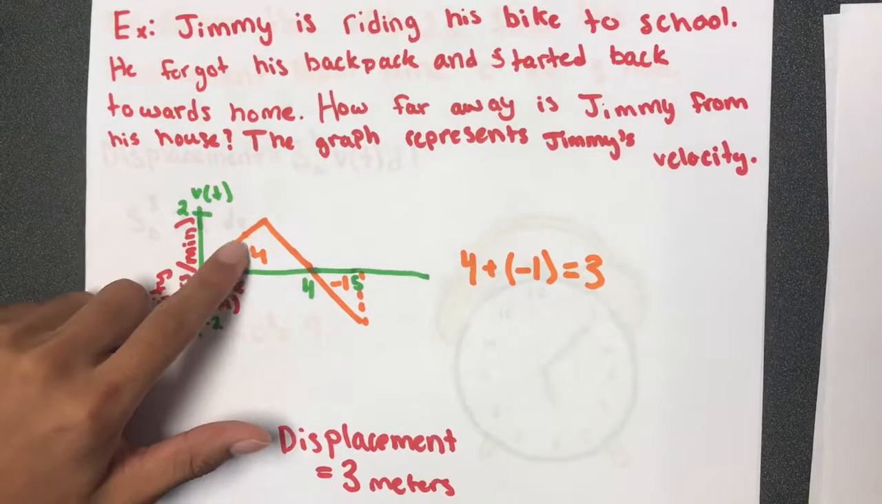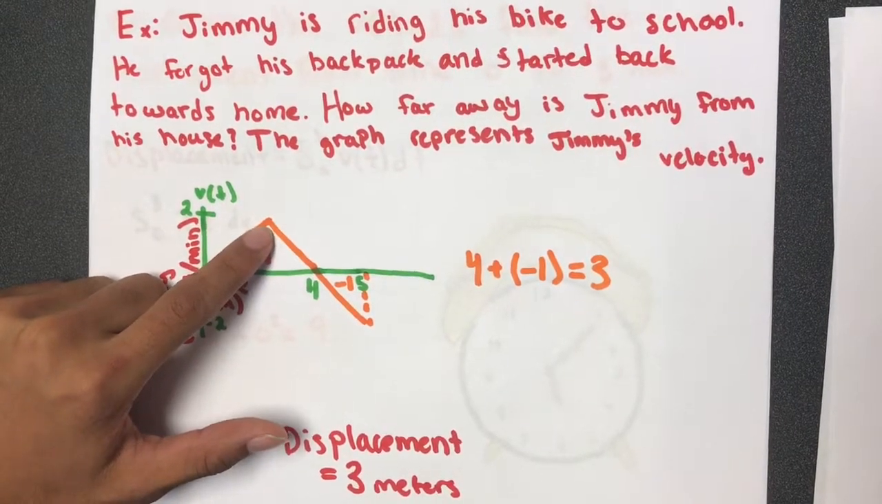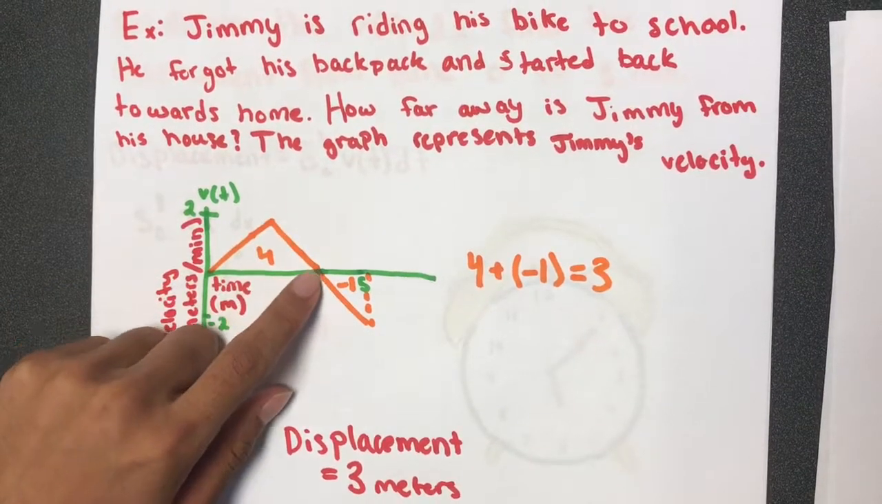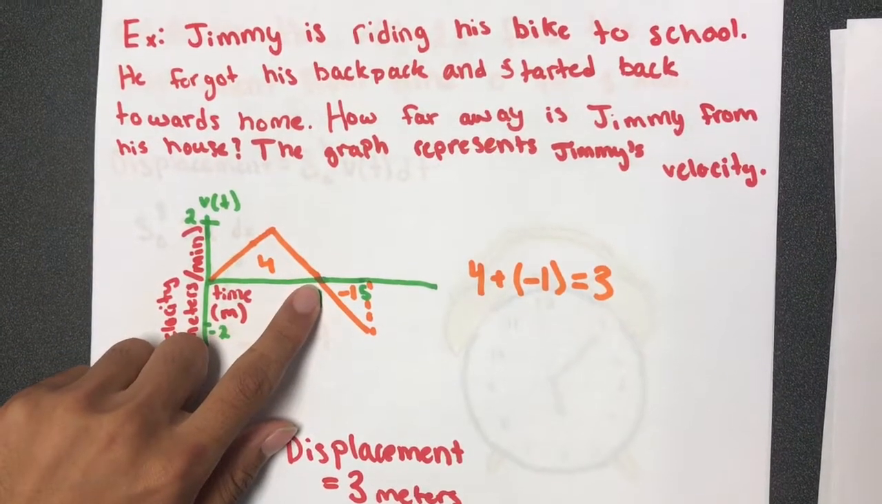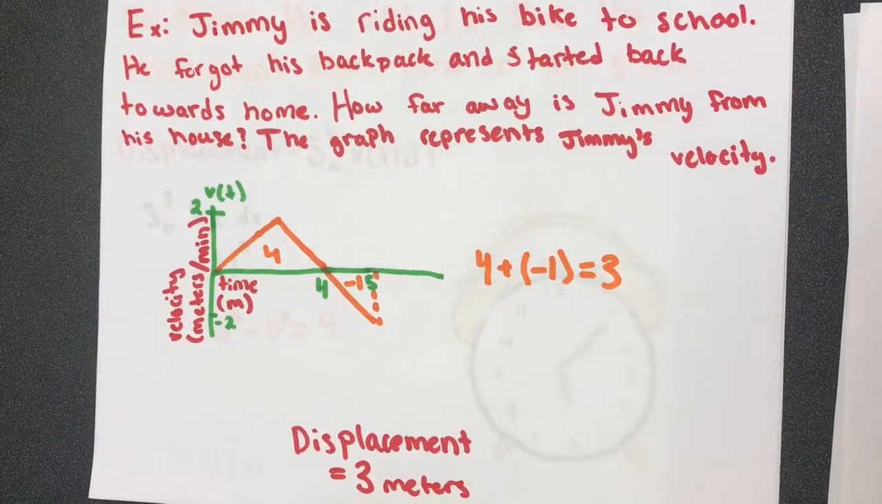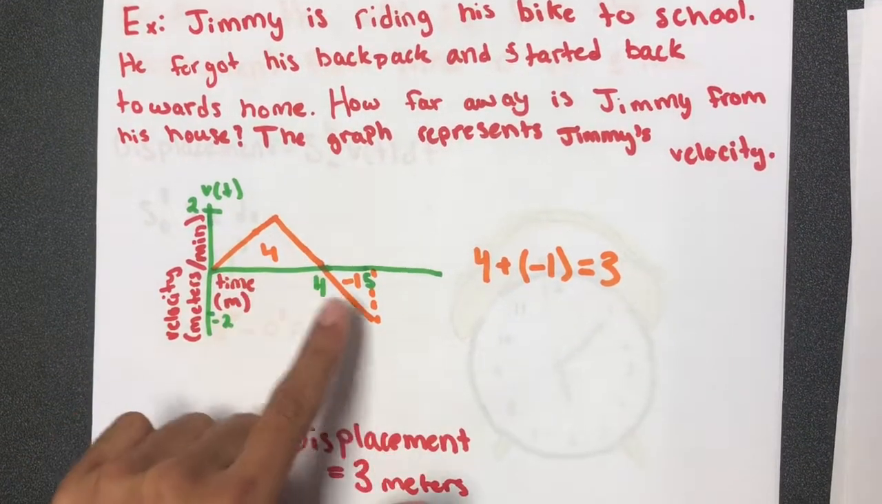So he's going to school, and at this point he realizes he forgot his backpack, but he's still going towards school. At this point, he makes the decision to turn around and head back home to get his backpack. So, we have to find the area of both triangles.